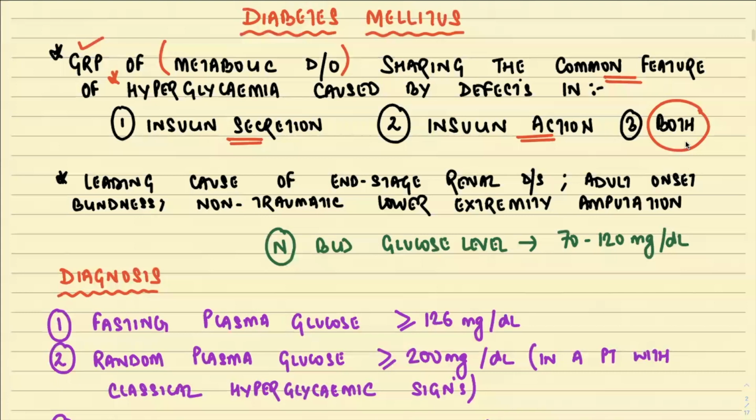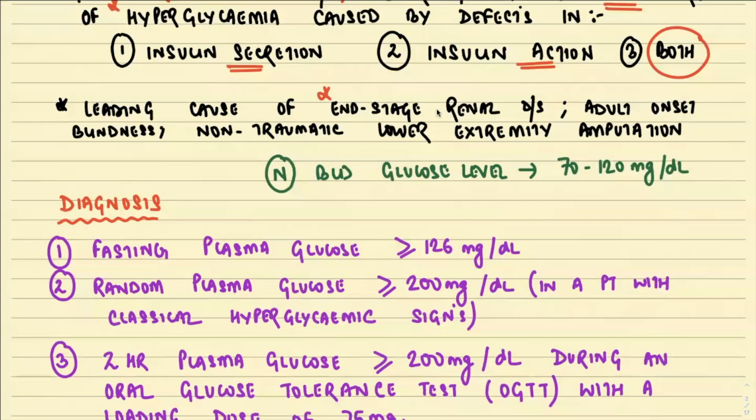Now, it is the leading cause of end-stage renal disease, as well as adult onset blindness, and a cause of non-traumatic lower extremity amputation. So for every other cause of amputation that you see in the hospital which is non-traumatic, you are going to see that diabetic foot accounts for a maximum number of cases. The normal blood glucose level in our body is around 70 to 120 milligrams per deciliter. This range has been given by the WHO and the American Diabetes Association, that is the ADA.